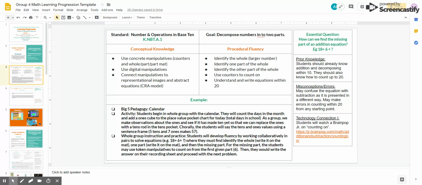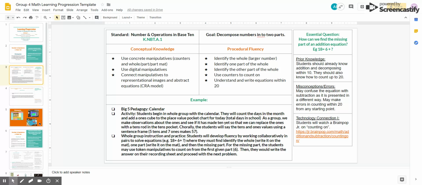Some misconceptions and errors in this area. The students may confuse the equation with subtraction because it is presented in a different way than the typical 6 plus something equals 18. They may make errors in counting within 20 from any starting point. Although by this point they should have mastered up to 10, we would hope that they would have also mastered up to 20 and being able to count on with any given number. So if we give them the number 16, they should be able to say 17, 18, 19, 20.